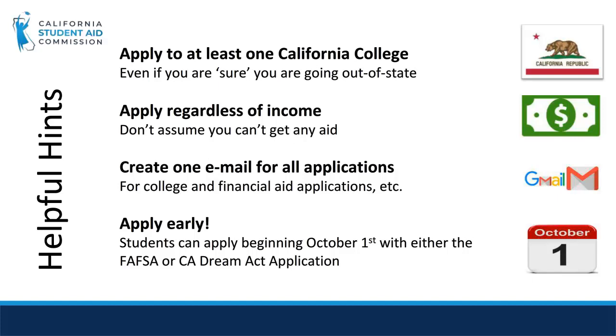Students should also create one email for all applications and use it for college and financial aid applications. We don't recommend that students use their high school emails on their financial aid application because once they start college, they might not have access to that email. And last but not least, students should apply early. Remember that students can apply beginning October 1st with either the FAFSA or the California DREAM Act application.